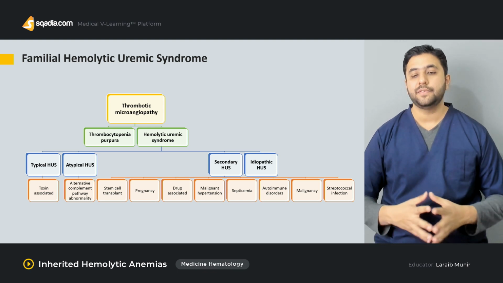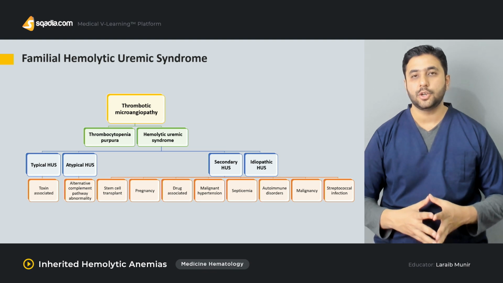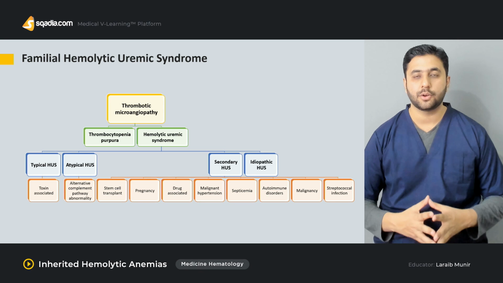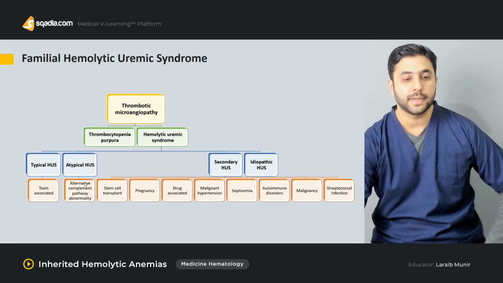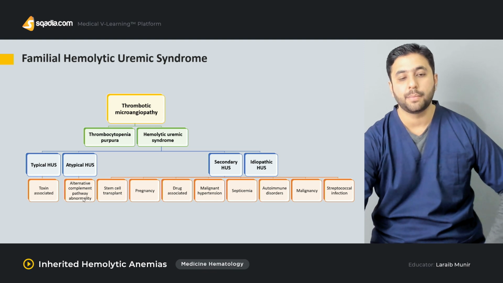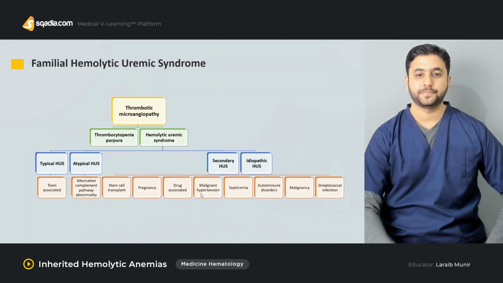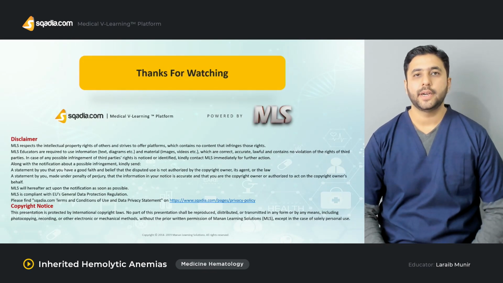Finally, if we don't find a cause or an underlying pathology, we classify it as idiopathic hemolytic uremic syndrome. So the important thing here regarding the inherited hemolytic anemia, the atypical hemolytic uremic syndrome, is that it is basically an alternative complement pathway problem leading to the destruction of the RBCs. So with that, we complete our discussion of the inherited hemolytic anemias.